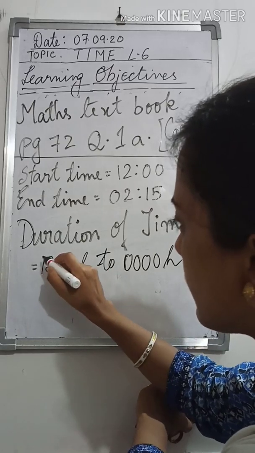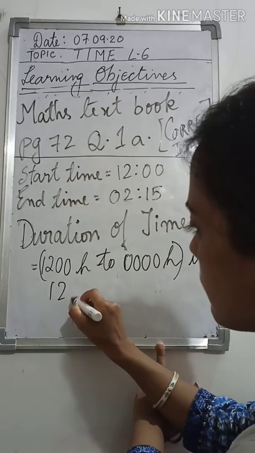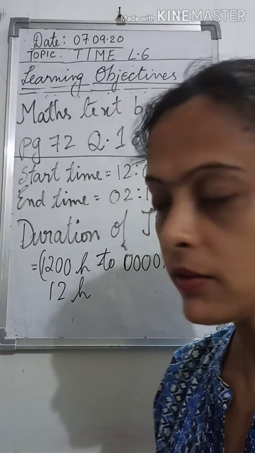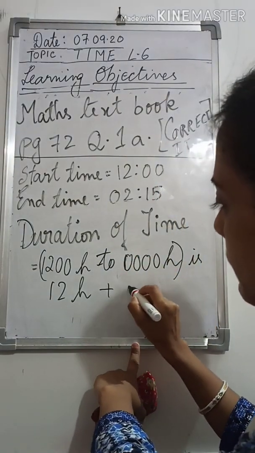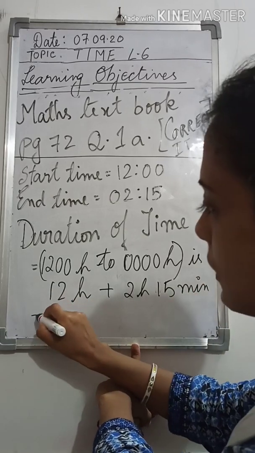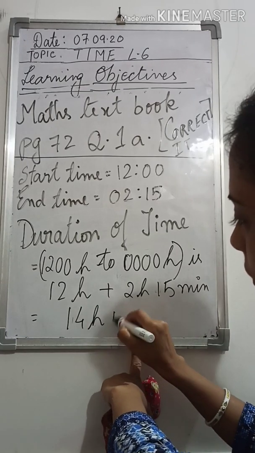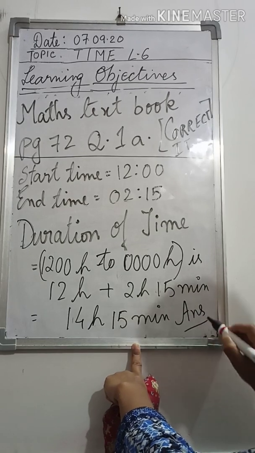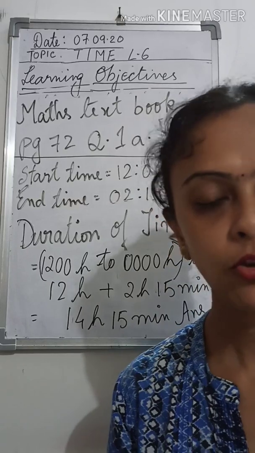So what is the time duration for this? It will be 12 hours, isn't it? From 12 noon to 12 midnight, it will be 12 hours. After 12 hours, how many hours more? Plus 2 hours 15 minutes more. So you add the hour parts, 12 plus 2, it becomes 14 hours 15 minutes. This is your answer. Please copy the sum now and do the correction right now. I am giving you 1 minute.